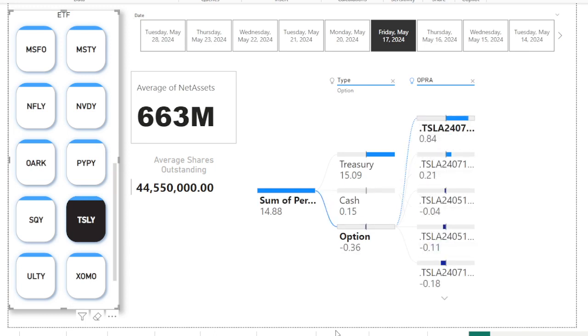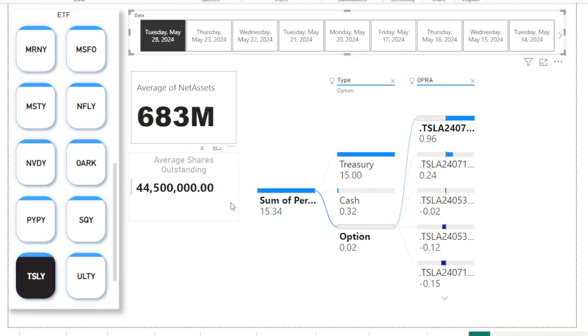And then TSLY, so 663 million, $14.88 per share, 36-cent credit collected from last week. So let's see what they have this week. Well, that's a nice little increase over here. Share price, a small recovery to 15.34, and then it went to a 2-cent debit.